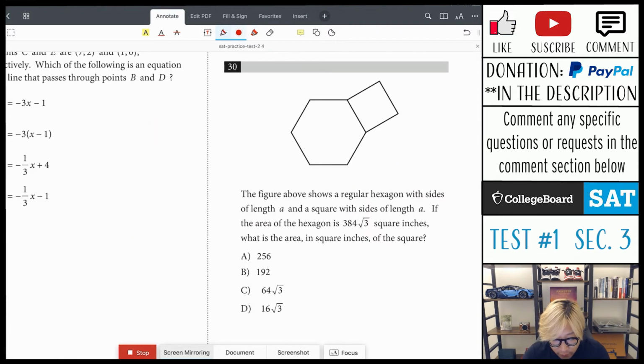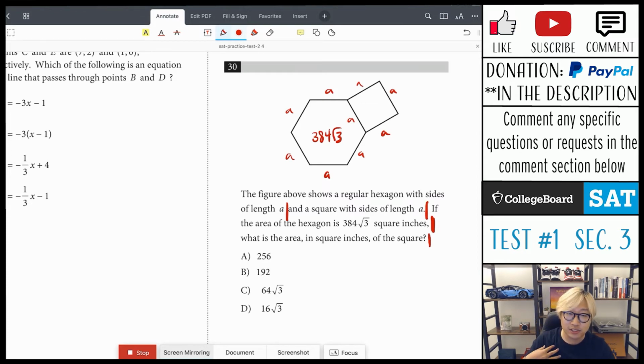Number 30, the figure above shows a regular hexagon with side length A and a square with side length A. So all A's right here. If the area of the hexagon is 384 radical 3 square inches, so this is 384 radical 3 inches, what is the area in square inches of the square?